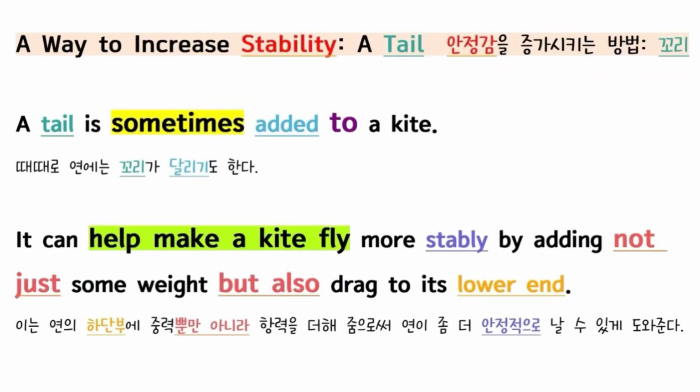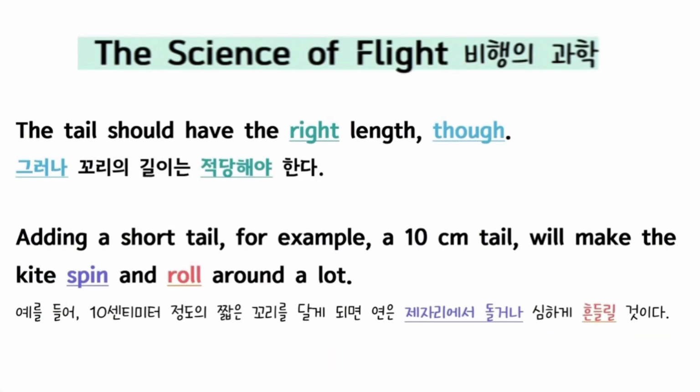A way to increase stability. A tail. A tail is sometimes added to a kite. It could help make a kite fly more stably by adding not just some weight, but also drag to its lower end. The tail should have the right length, though.